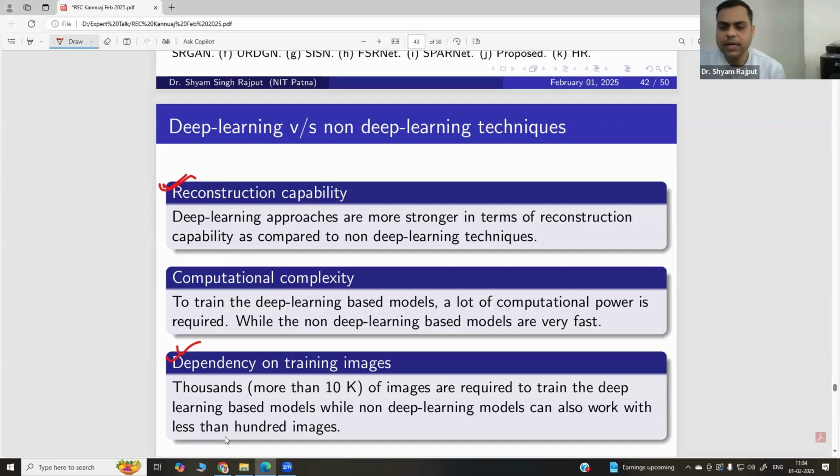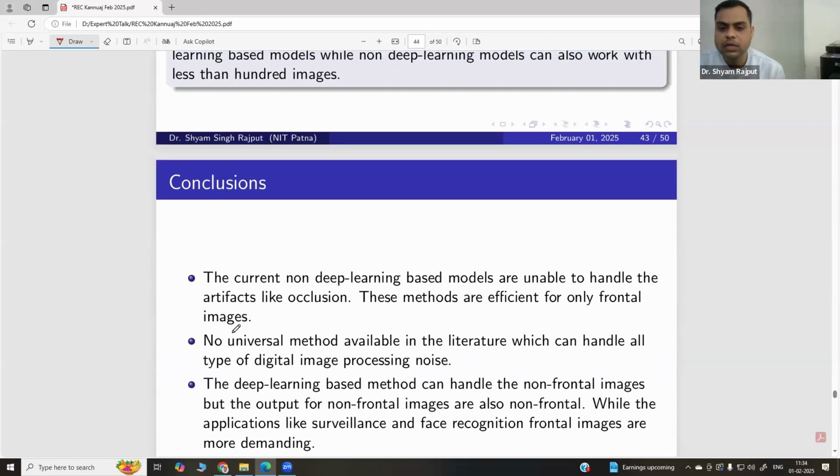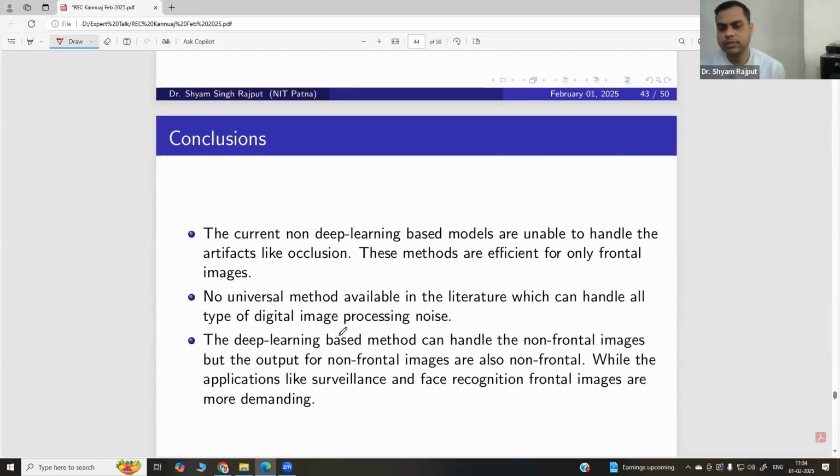So each technique has some advantages and disadvantages. Let me conclude this session. What we have discussed is that current non-deep learning based models are unable to handle artifacts like occlusion, as we have already seen. These models are efficient only for frontal images because most of them use the concept of position patch, which works only when images are frontal.